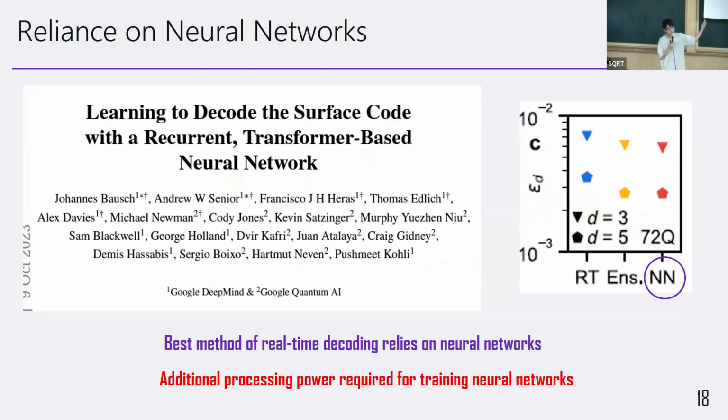So Google used a real-time decoder to reduce the amount of errors that could leak in, but at the same time, they sacrificed power efficiency. So the best method so far, real-time decoding, that's this graph right here, neural networks had the best performance, but the problem is they're expensive. Yes.